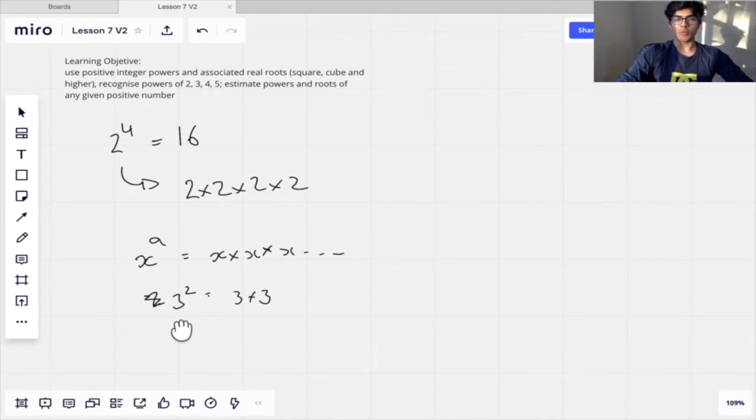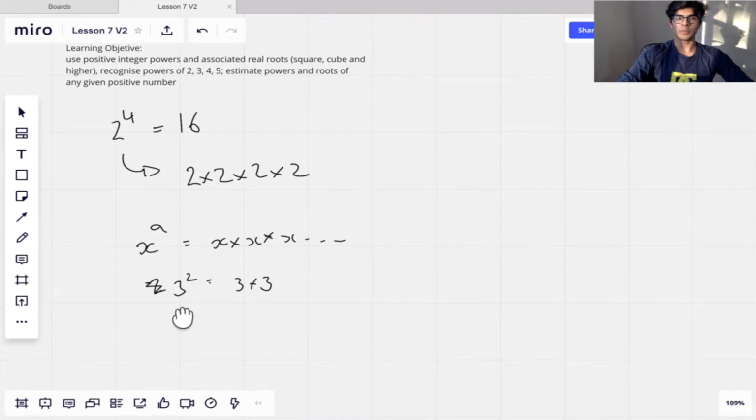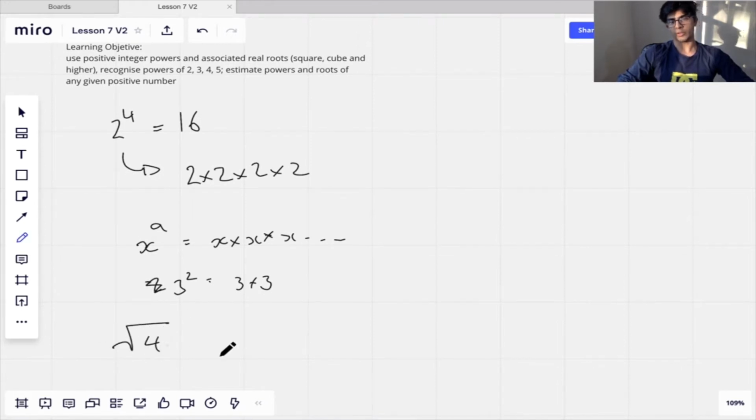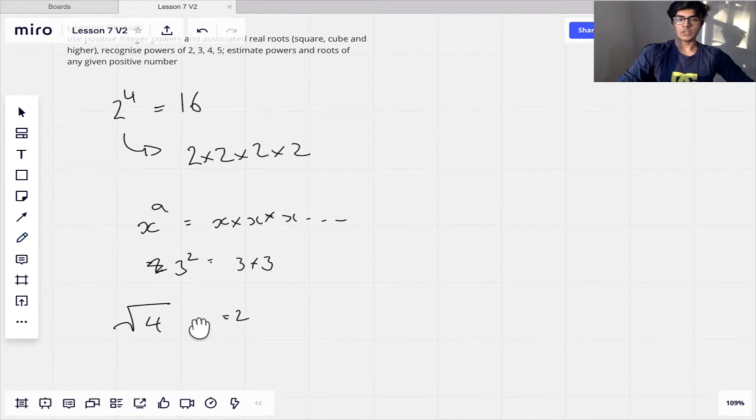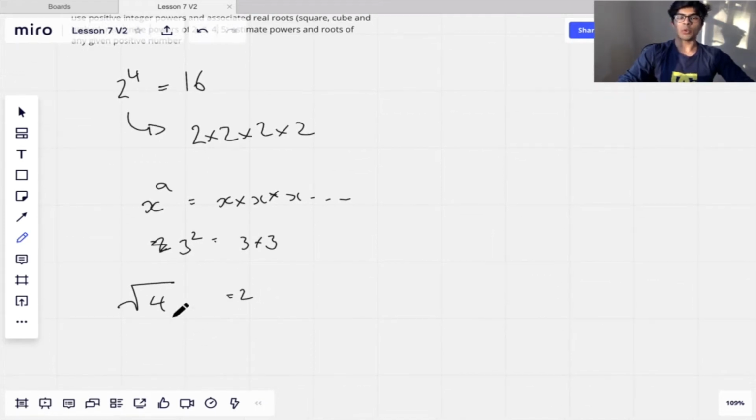And then, real roots. First off, a quick question: do you know what the square root of 4 is? The answer is 2, but do you know why? Again, a brief reminder: a square root is asking what number times itself gives me the number in here. The answer is 2 times 2 gives me 4, so the square root of 4 must be 2.